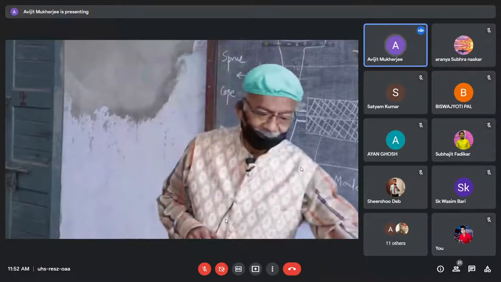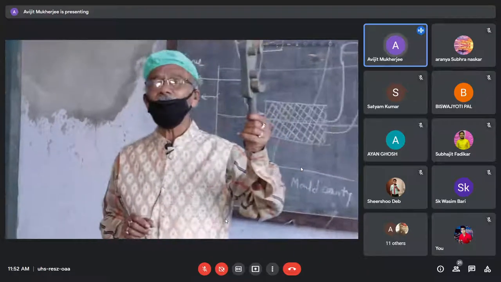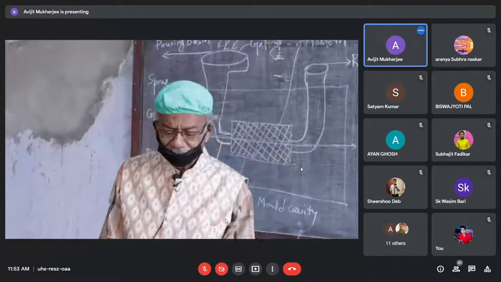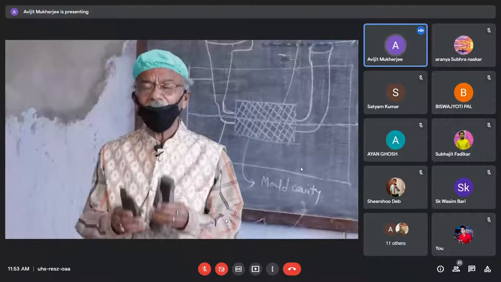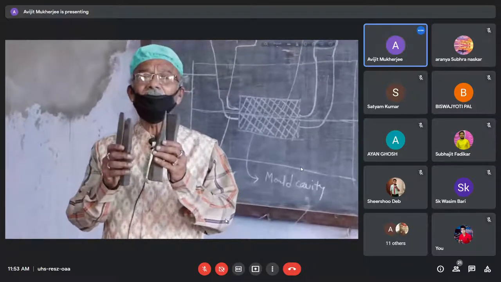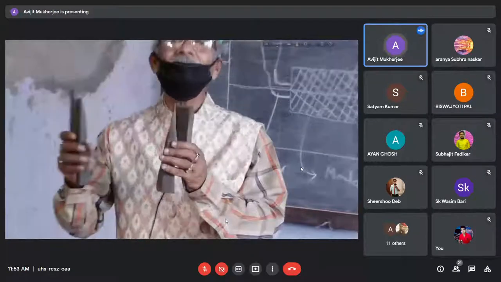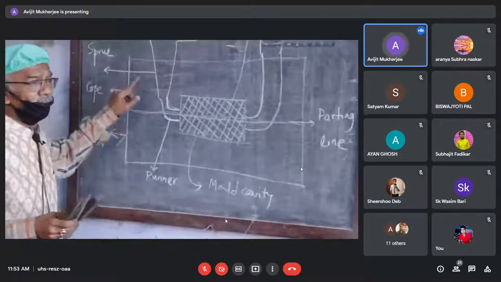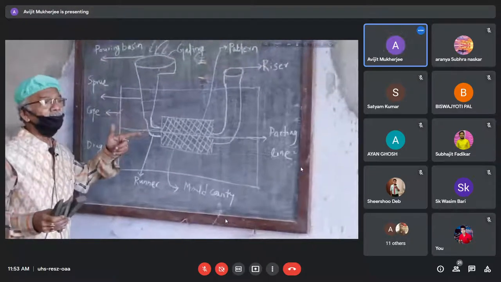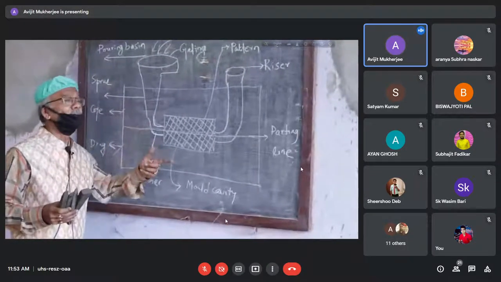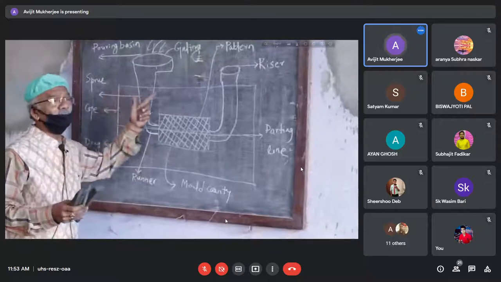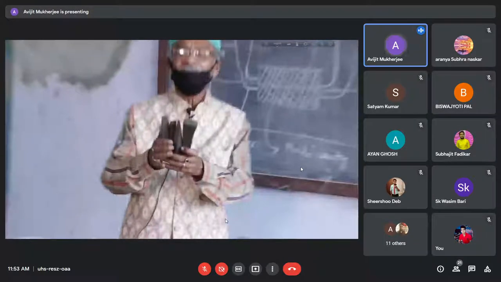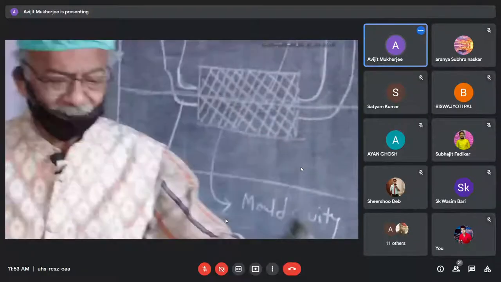First one is the pattern, through which we prepare the mold. Second, these four things are known as locating pegs, so that the drag part and the cope part, which have been written over here, one is drag part and the other is cope part. For making the mold, this cope part is removed. After that, it should be replaced in the same place. To help with that, this locating peg is required.